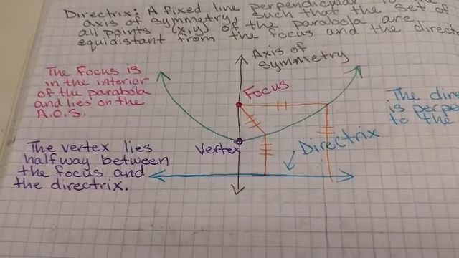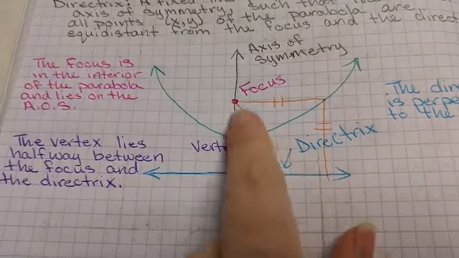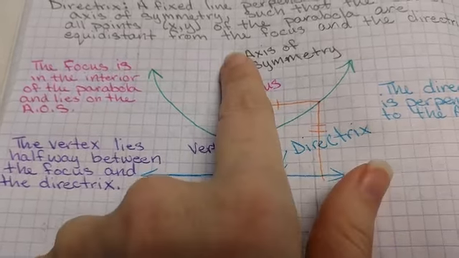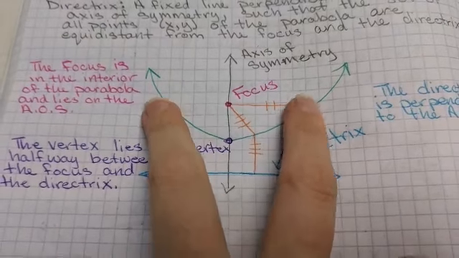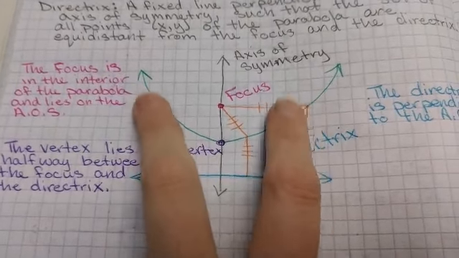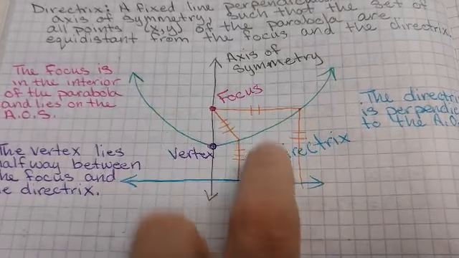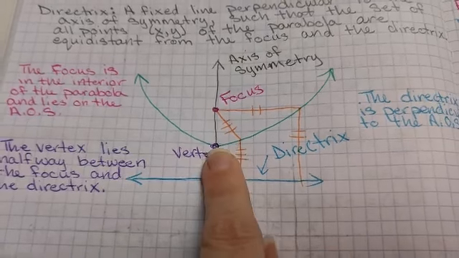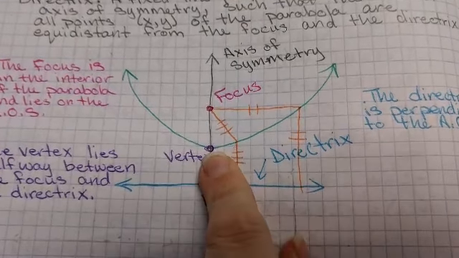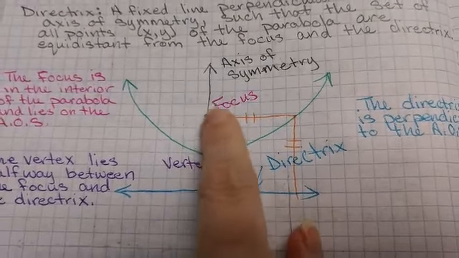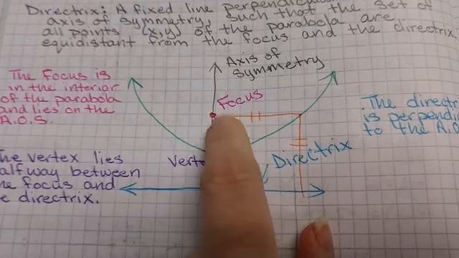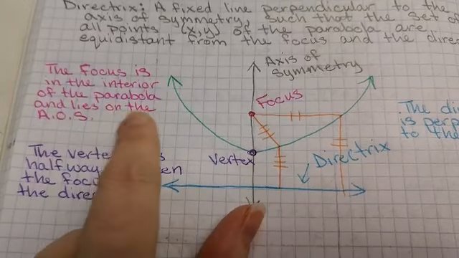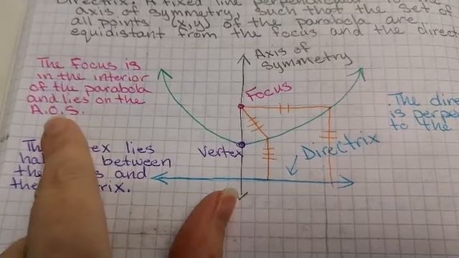So when we have our parabolas, this is our axis of symmetry. Remember, our axis of symmetry is the line that cuts our parabola into two equal or symmetric pieces. So we have our parabola here with our vertex, which is our either lowest or highest point. In this case, it's our lowest. Our focus is somewhere on the inside, the interior, and it says the focus is in the interior of the parabola and lies on the axis of symmetry.